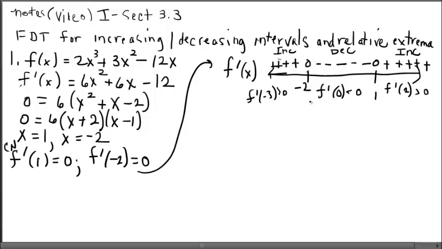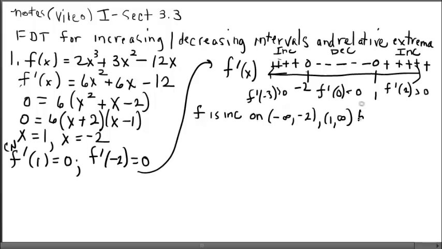All right, we're going to take our organized work and report what we found and justify our answers. So let's start with the increasing, decreasing. The name of the function is f. So f is increasing on, we're going to do open intervals, -infinity to -2, 1 to infinity.